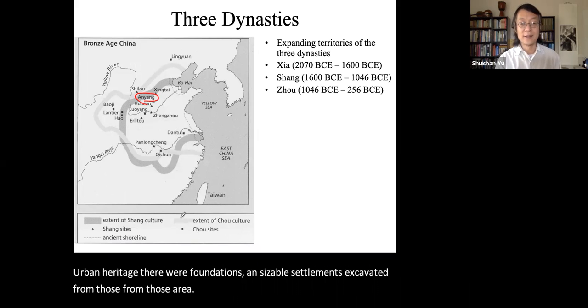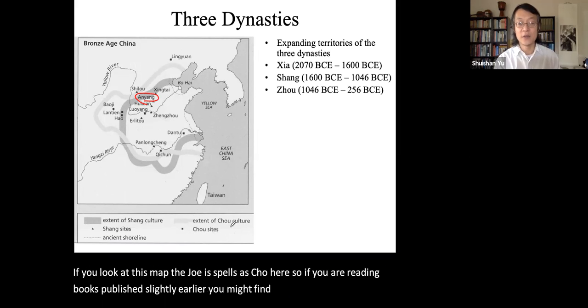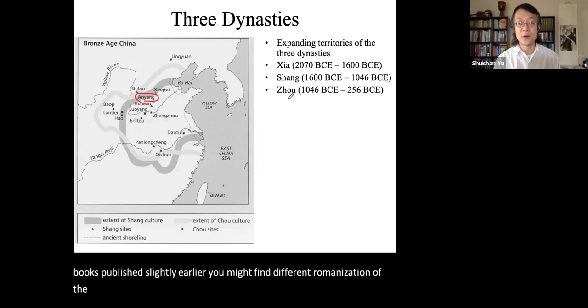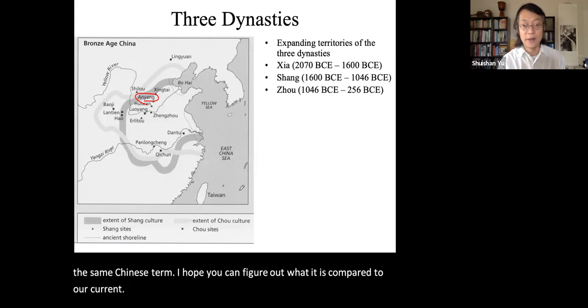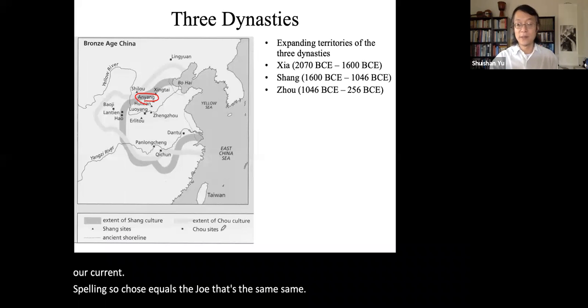If you look at this map, the Zhou is spelled as Chou here. So if you are reading books published slightly earlier, you might find a different romanization of the same Chinese term. I hope you can figure out what it is compared to our current spelling. Right, so Chou equals the Zhou. That's the same term, basically.